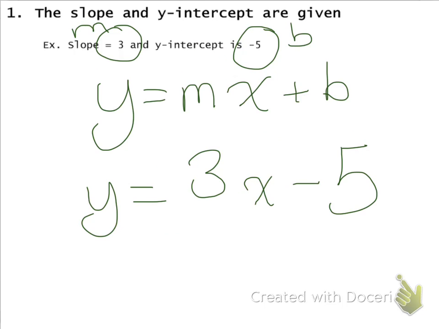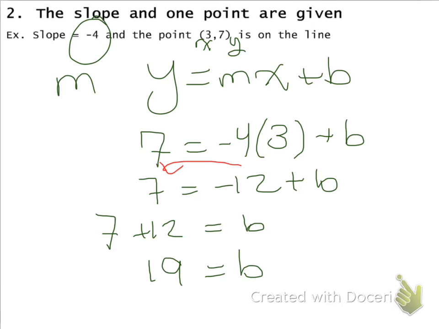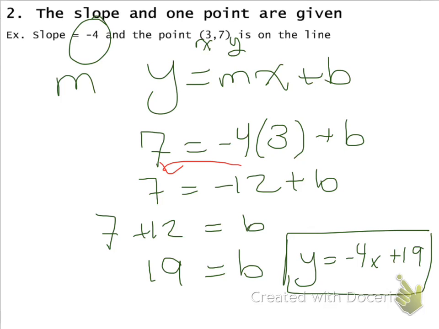So b equals 19, and now if we consider the first question, it's as if we had been given the m and the b like we were before. So the final answer, final equation, is y equals -4x plus 19. So we did that work to find the y-intercept, to find b.